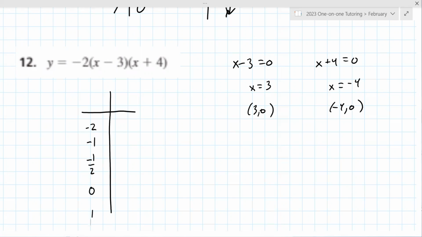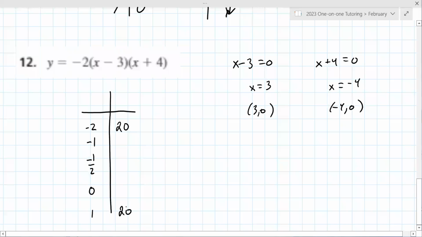Okay. So then -2, -1, -1/2, 0, 1. And then plug in -2. -2 times -2 minus 3 times -2 plus 4. Let me know what you get for -2. So I got 20. That's correct.